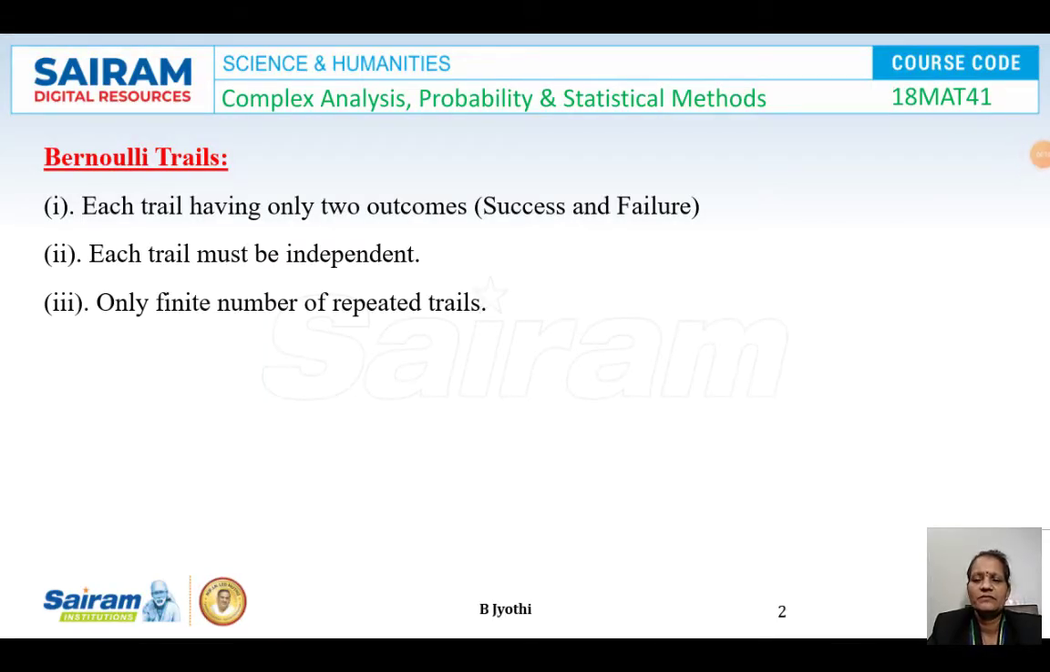Bernoulli's trials. Each trial having only two outcomes, that is success and failure. The second one is each trial must be independent. The third one is only a finite number of repeated trials.